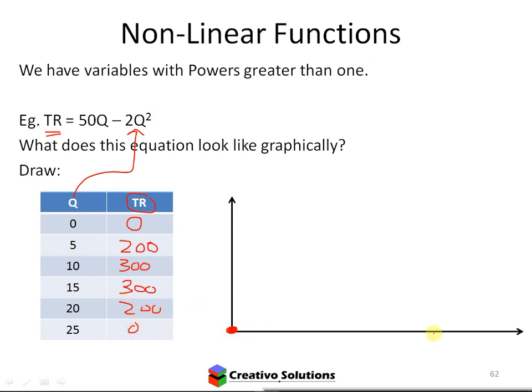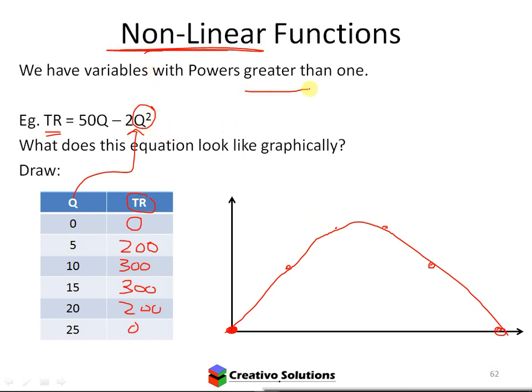So what does that graph look like? Well, there's 0, 0, there's 200, there's 300, and the graph does that. It's a curve. So if I look at this curve, it's non-linear because I have a power greater than 1.